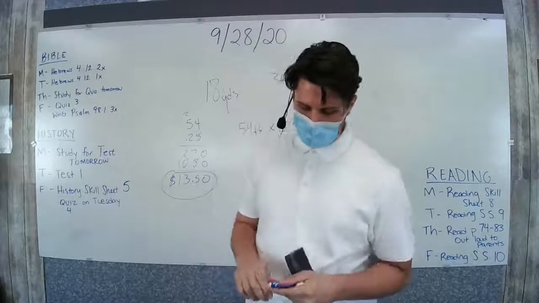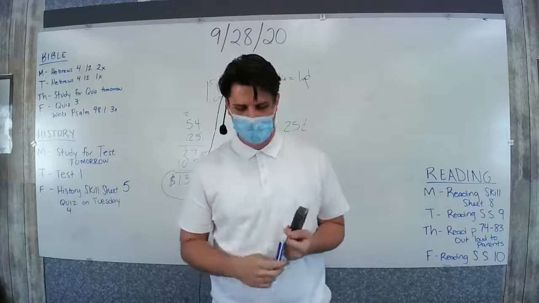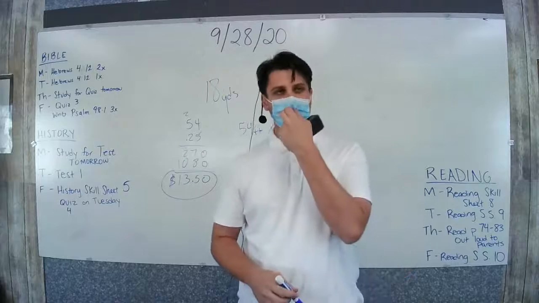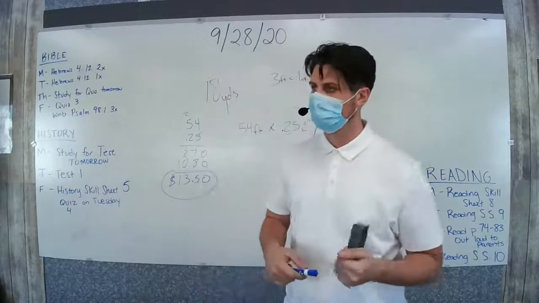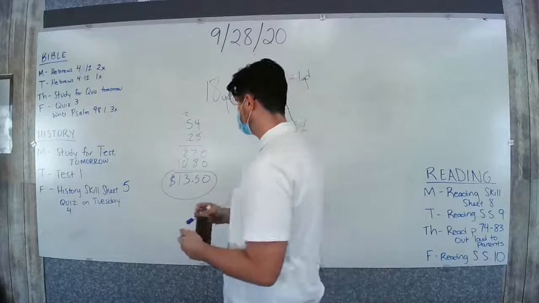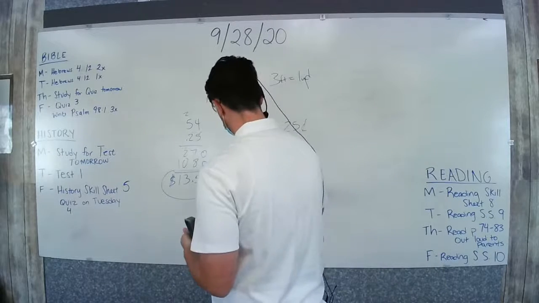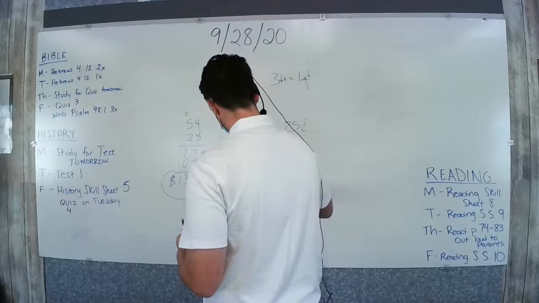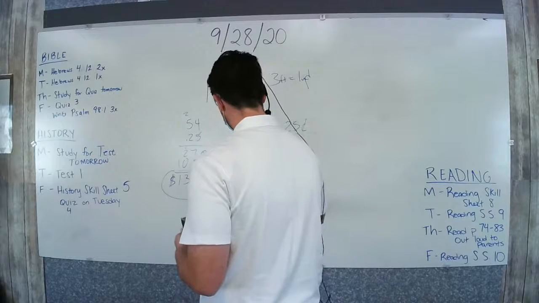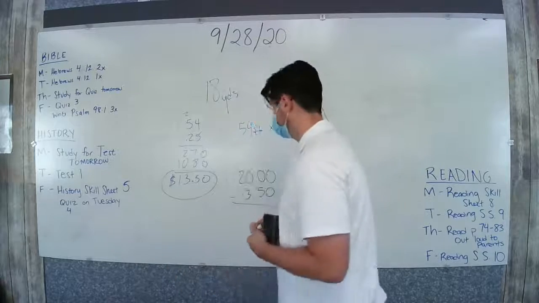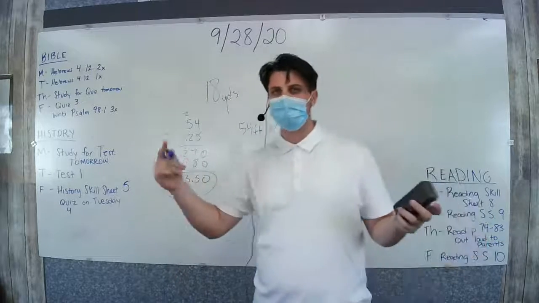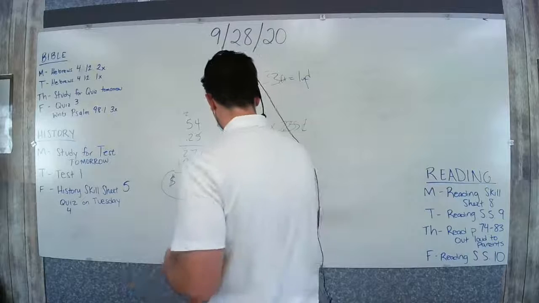But it's not over. We have to find the change. It says find the change from a $20 bill. So now what do we do? We subtract. So we take $20, subtract $13.50, okay? What's your answer, everyone? $6.50, okay?